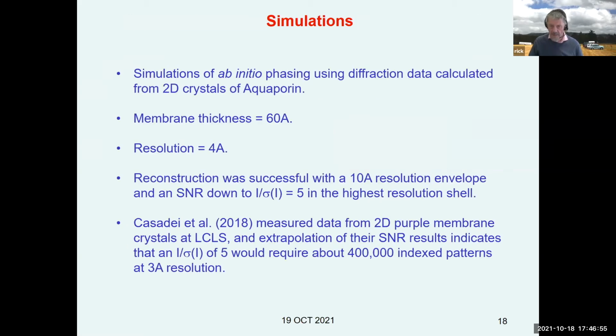So we did some simulations of ab initio phasing. And we're going for time, Joe. Hold on, let's see. Yes, you have 3 minutes. 3 minutes to go? Yeah. Oh, okay, right. Okay, but take your time, don't worry.